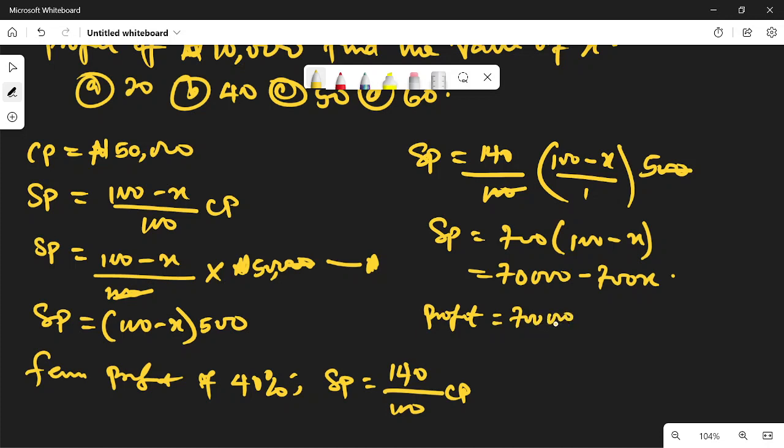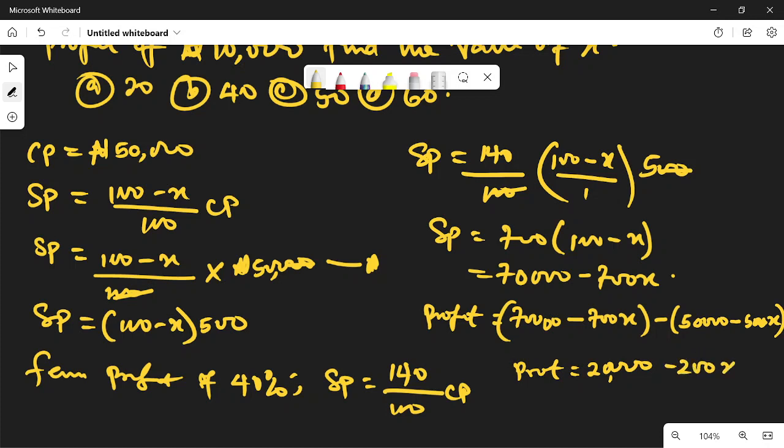So I'll be having 70,000 minus 700x, then minus, if you open this one with the brackets, 50,000 minus 500x. So the profit is therefore equal to 70,000 minus 50,000, that's 20,000, then we have minus 200x, if I'm not mistaken.